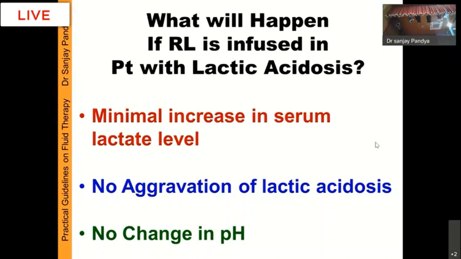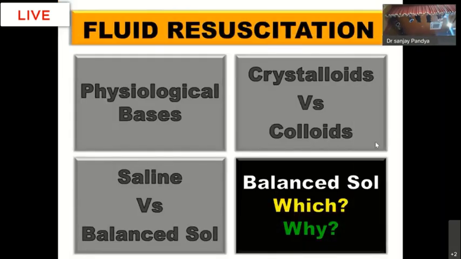Okay, so this is the basic thing. Now if a patient has lactic acidosis, will you use RL or not? It's safe. It's safe. But nobody teaches this, and that's the reason we are scared. Now, coming to the final of the final.